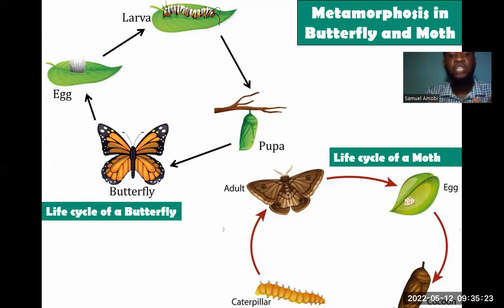But the two of them undergo complete metamorphosis. So how do we come about the complete metamorphosis? Count the stages. There's always a larva and a pupa stage. So in the absence of a larva and a pupa stage, the metamorphosis becomes incomplete. But in the presence of a larva and a pupa stage, the metamorphosis becomes complete metamorphosis. So that is just a few clues that you need to understand when it comes to metamorphosis.